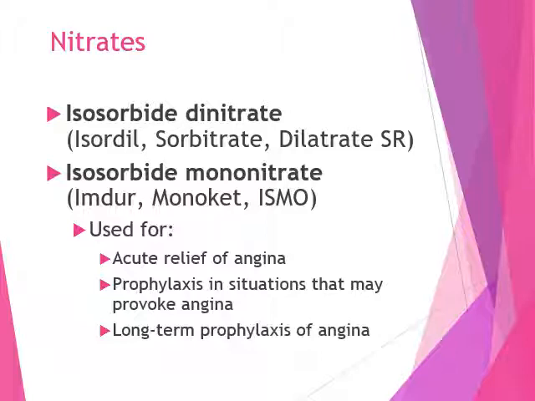Then the other nitrates that I will speak to are isosorbide dinitrate and isosorbide mononitrate. These are very common. They are used for acute relief of angina. Mostly I've seen these being used more for long-term prophylaxis treatments of angina. So we're trying to prevent angina from occurring. So prophylaxis in situations that may provoke angina.